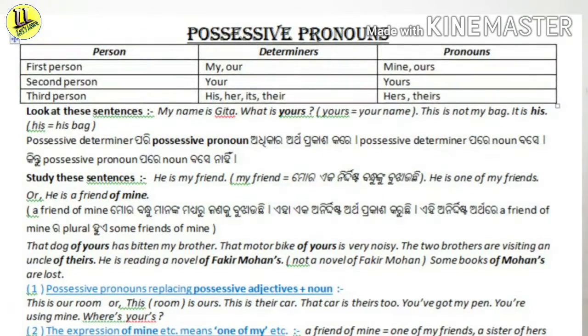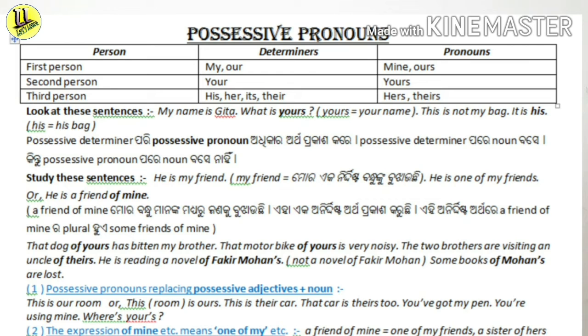Now we will see about possessive pronouns. Now we see the table. The table shows three columns. The first column is for the person, the second column is for the determiner, and the third column is for the pronoun. For the first person, the determiners are my and our. And in pronoun form, it can be used, mine, ours.